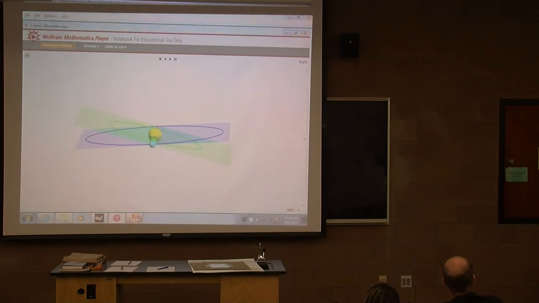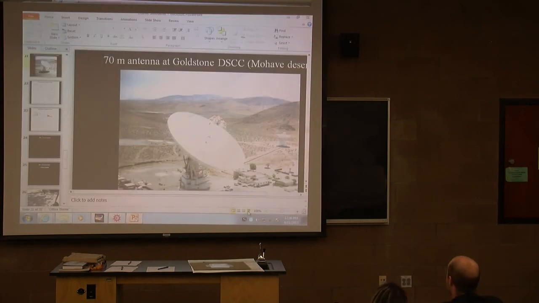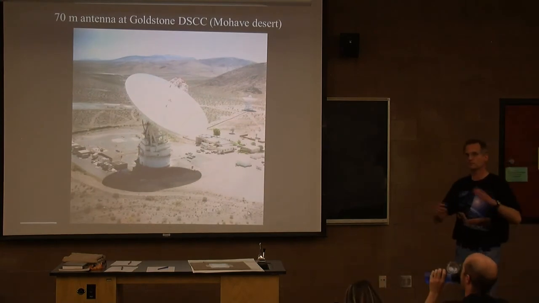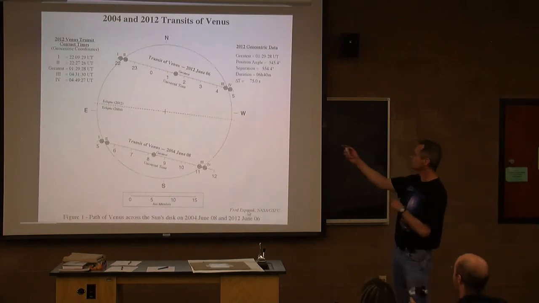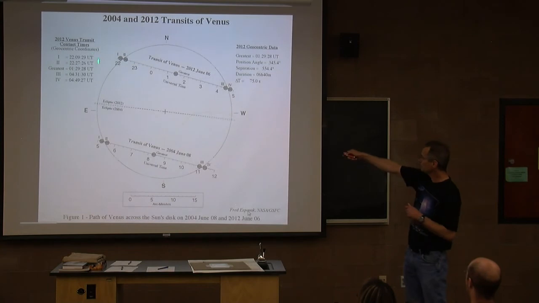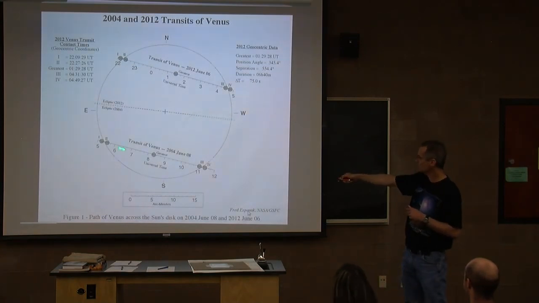So the question to ask now is, how do we go about observing the transit and the eclipse? What are the safe ways of looking at the Sun when you can't actually look at the Sun? Oh, here's the transit, by the way. This is what it's going to look like. In 2012, it's going north of the center. In 2004, it went below the center, south of the center.